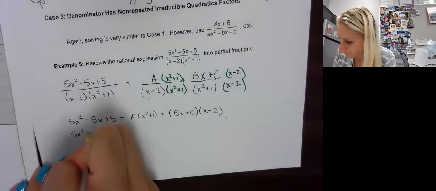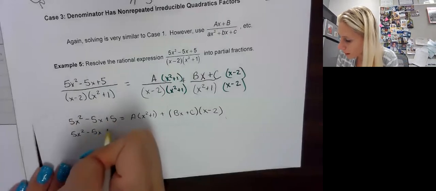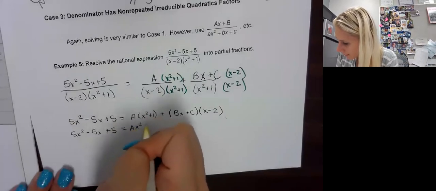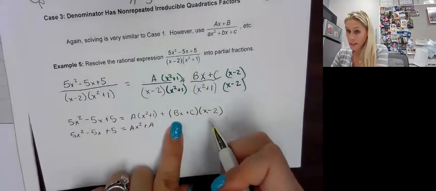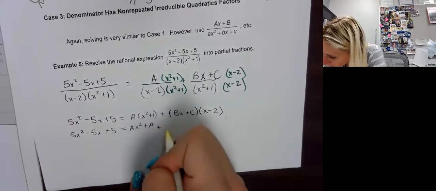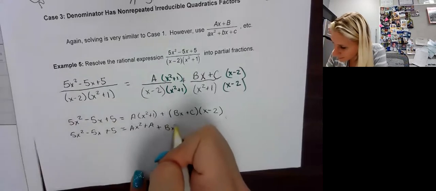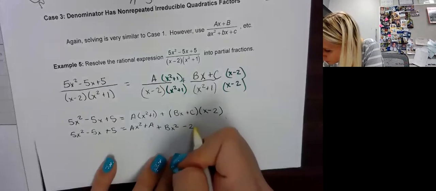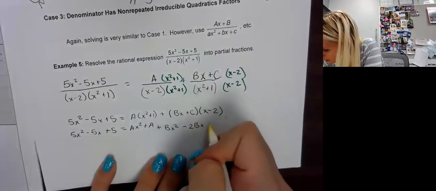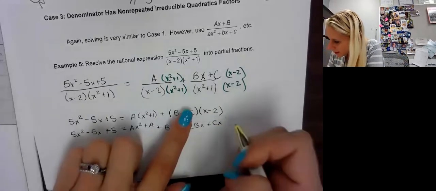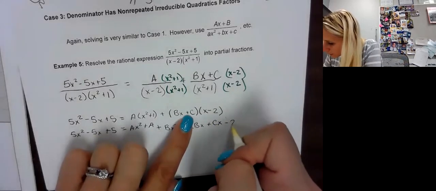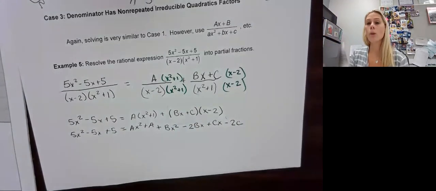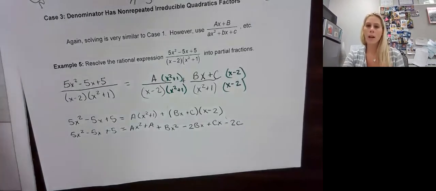5x squared minus 5x plus 5. I'm going to distribute that a. I get ax squared plus a. Okay, I need to FOIL this. So we get plus bx squared minus 2bx plus cx, and then my last term of negative 2c. I FOILed that quickly in my head. If you have to do the box method, then do that on the side.